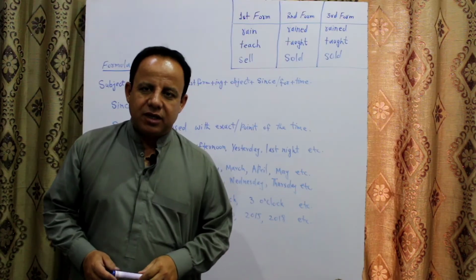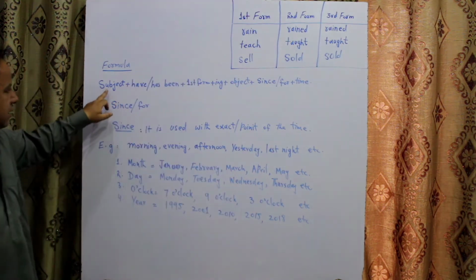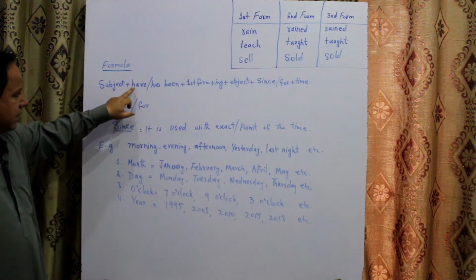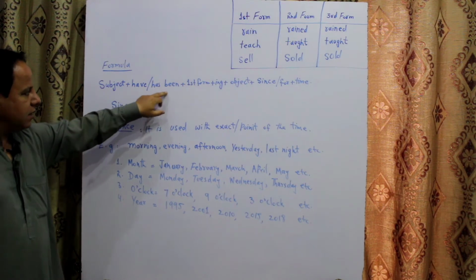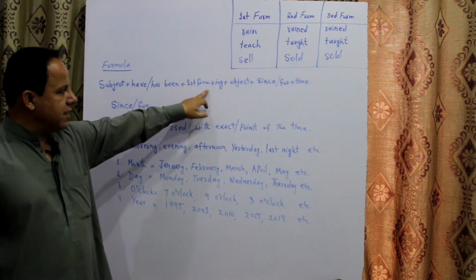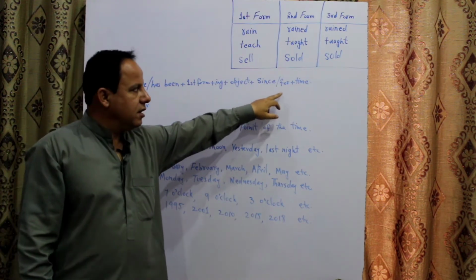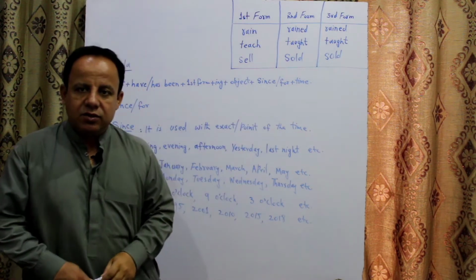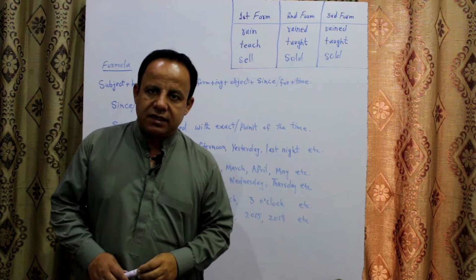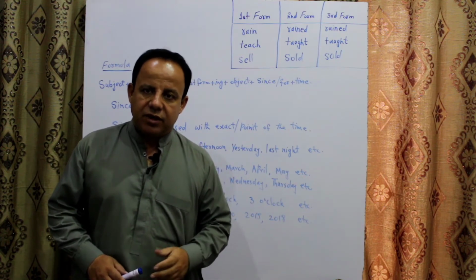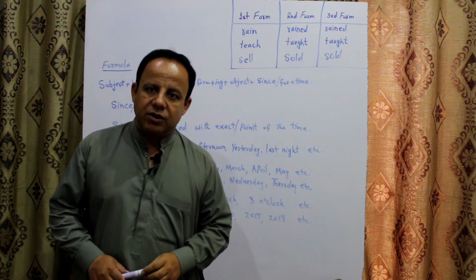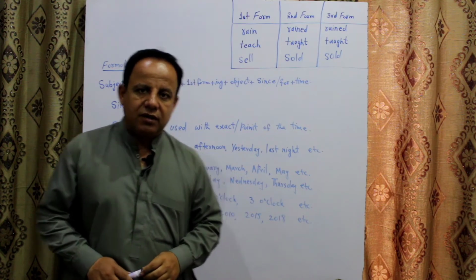Now there is a formula for how to make the sentences. First we write the subject and the helping verbs has been or have been. Then we use first form plus ing, plus object, plus since or for, and plus time. Now it's hard to understand how to use since and for. There are some rules. If we know them, we will understand what to use, since or for.